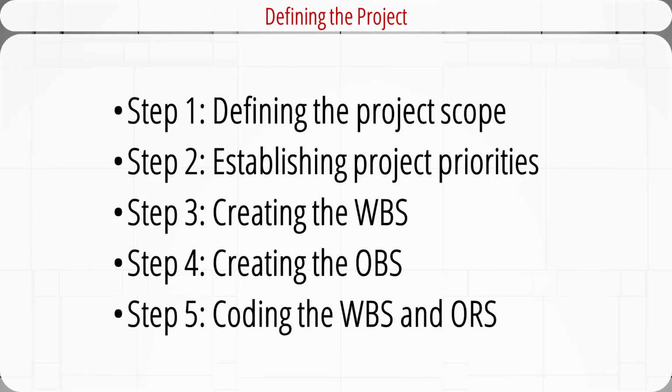Step 1 is defining the project scope. Step 2 is establishing project priorities. Step 3 is to create the work breakdown structure, or WBS. Step 4 is to integrate the work breakdown structure with the organizational breakdown structure, or OBS. Step 5 is to input the work breakdown structure and the organizational breakdown structure into the project management information system, such as Microsoft Project. We will dedicate this entire video to explaining these 5 steps.